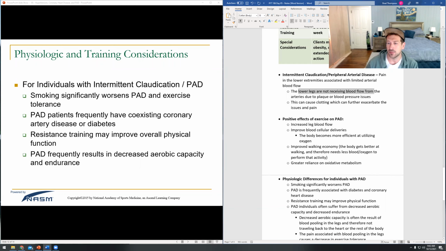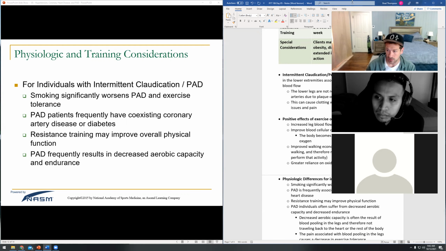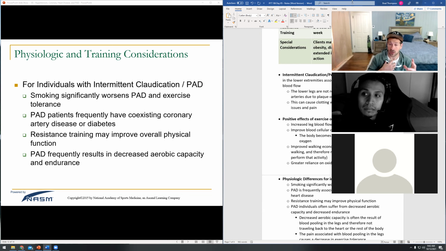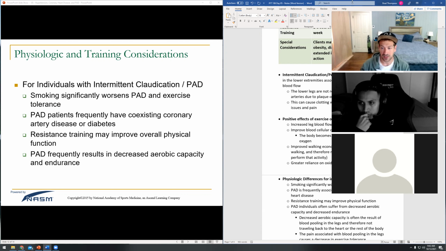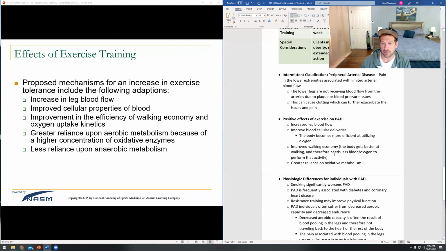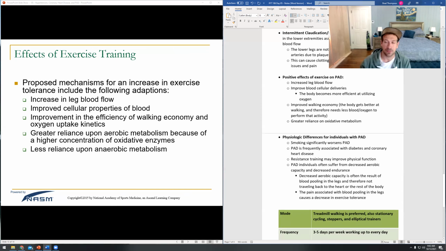So the lower legs are not receiving blood flow from the arteries due to blood pressure issues, or sometimes due to plaque building up in the legs, right? This can cause clotting, which makes the problem even worse, which can be really dangerous, by the way. If you dislodge that clot and it moves through your blood vessels and gets up to your heart and clogs one of your arteries, you just had a heart attack that way, right? Or if it gets to your brain, you're going to have a stroke. So we definitely do not like blood clots. And this is definitely something we are trying to fix in our clients by working those blood vessels, right? Let's move that blood around to keep that clotting from happening. PAD is extremely painful, by the way.